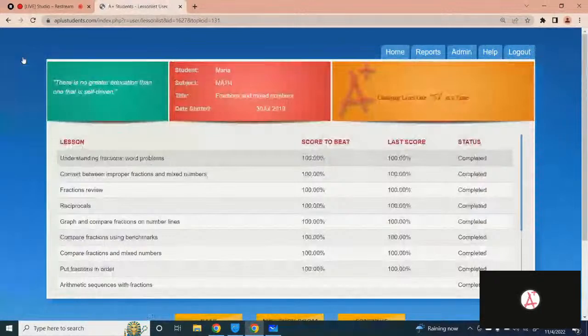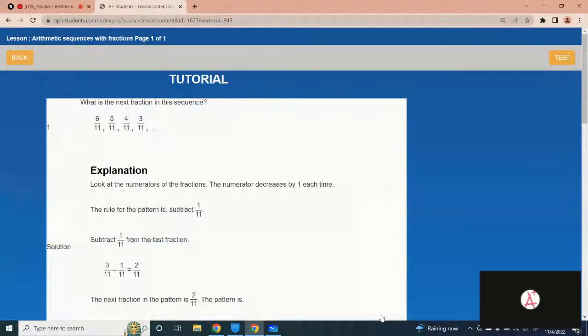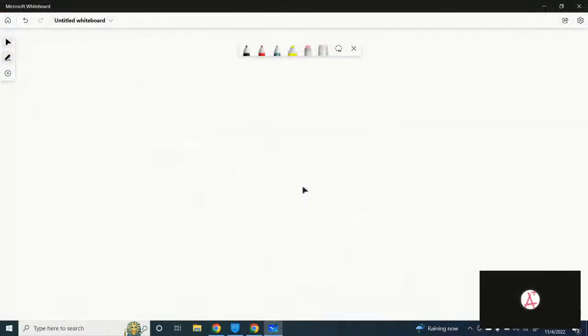Got it? Okay, the next topic is arithmetic sequences with fractions. Okay, let's start with the arithmetic sequences in fractions. So let's start with the first example. What is the next term in the sequence? Let me write it down on the board. Lesson name first and then example. Okay, the lesson name is arithmetic sequences with fractions.